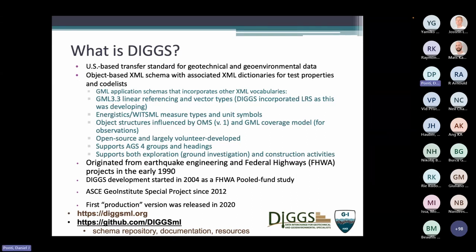We also incorporate some other XML vocabularies as well. The GML 3.3 extensions that bring in linear referencing and vector types. We use this for developing local coordinate systems for boreholes and other types of what we call sampling features. I'll get into that a little bit later.